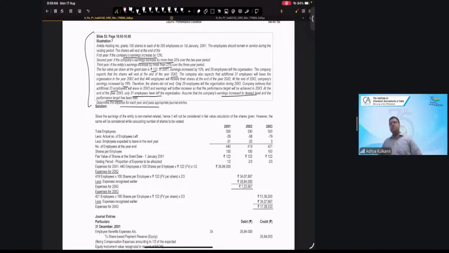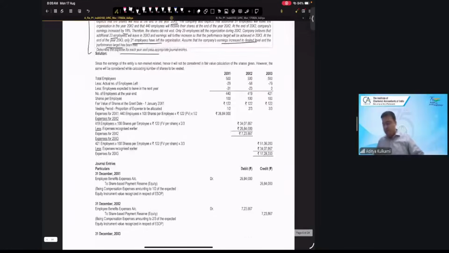Very nice question because this captures performance linked, non-market linked performance condition. It is linked to your earnings. Okay. So now, since the earnings of the entity is non-market related, it will not be considered in fair value calculation. However, the same will be considered while calculating number of shares expected to vest.